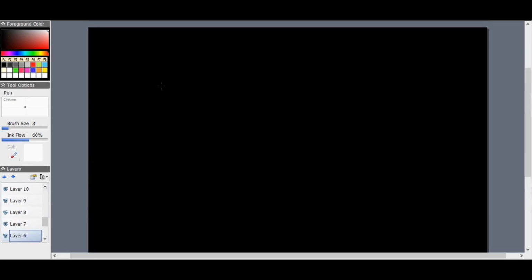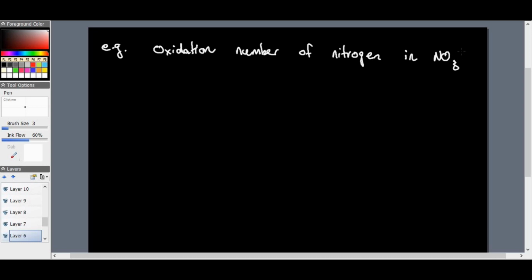We'll first look at an example. So let's say they ask you for the oxidation number. This is the question. Find the oxidation number of nitrogen in NO3-. In other words, they want it in the nitrate ion. Find the oxidation number there.